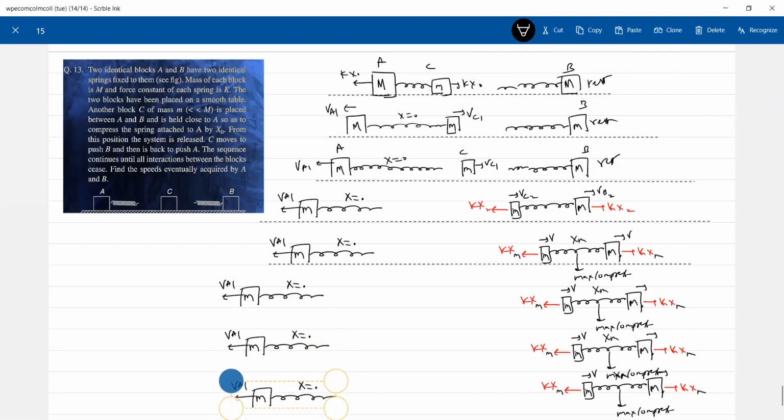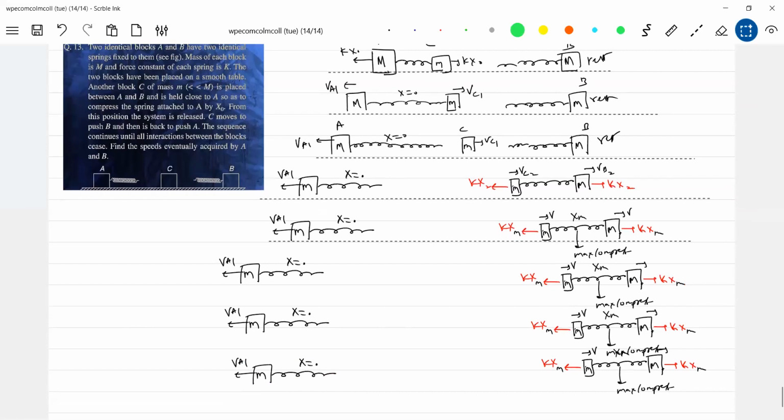Okay, now you say this. Okay, let's get into the maximum compression. Here only compression, some X3, I'll write it. KX3. This will have velocity, say VB3. This will have velocity VC3. It's a compression still.